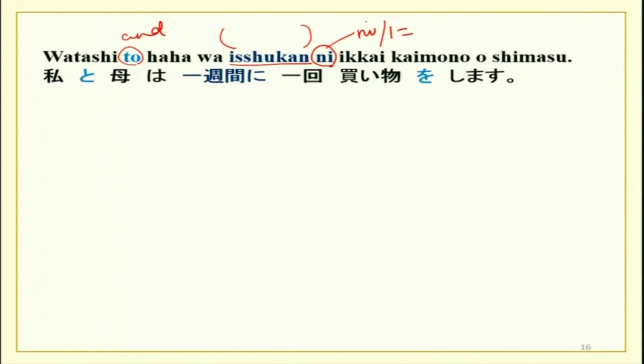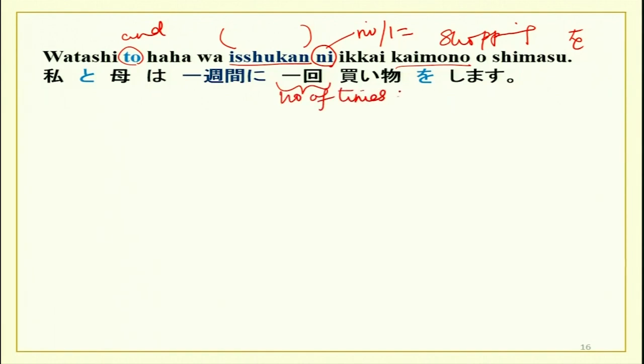Kai is once. Kaimono o shimasu. Kaimono is shopping. O shimasu. Over here, o. Watashi to haha. Me and my mother. We do shopping once a week. Ikkai. Number of times.